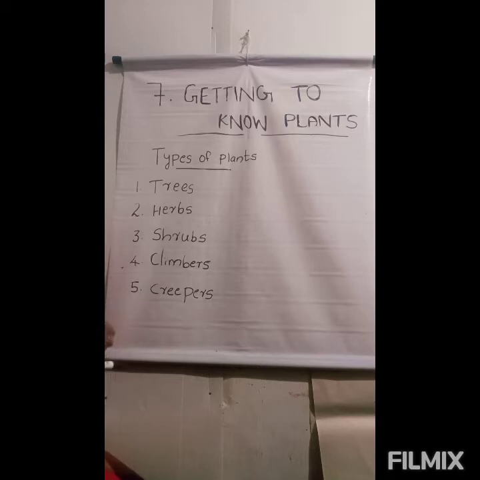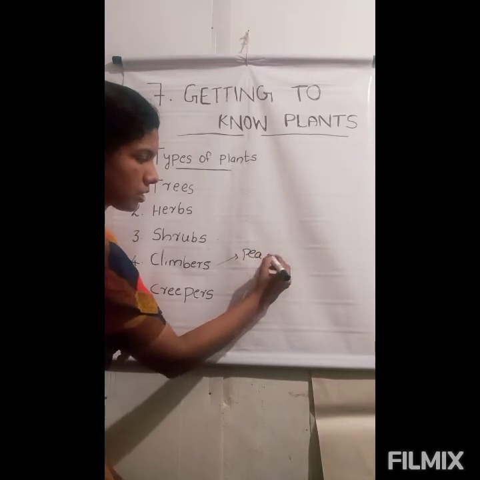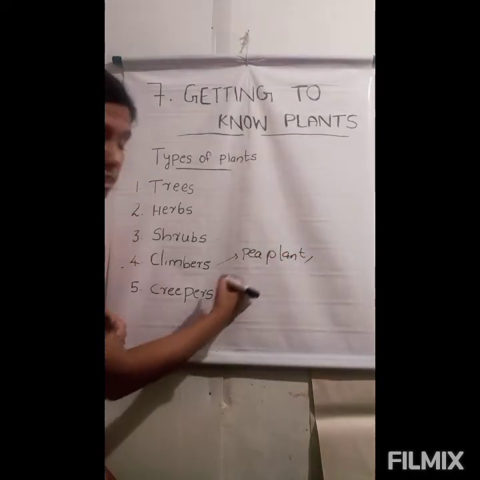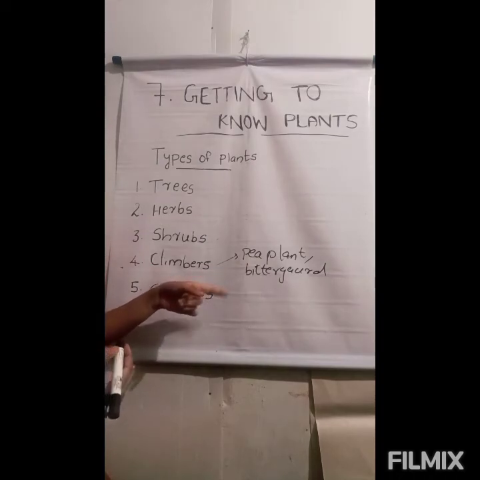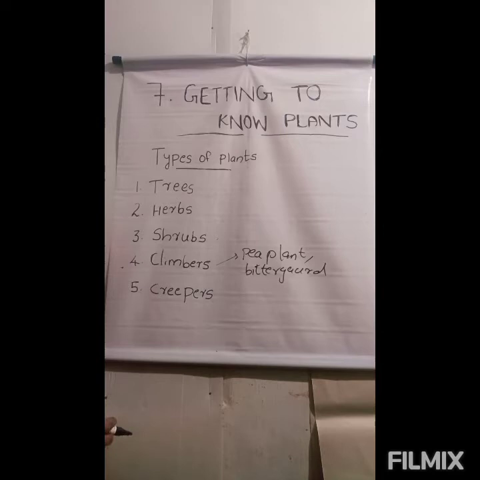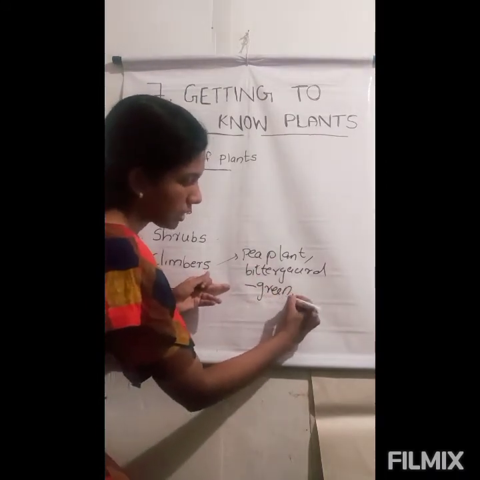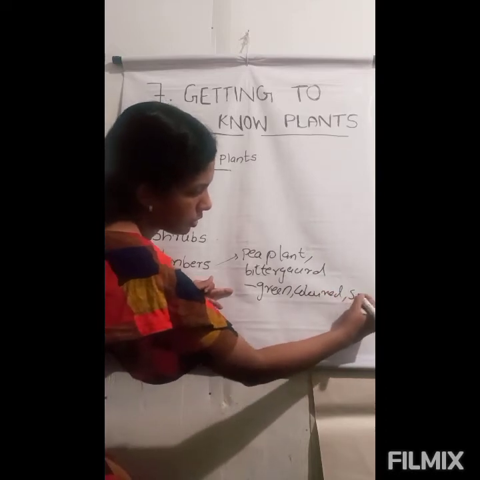Now we can move to the next type of classification, known as climbers. These are very familiar to you. We have been seeing various climbers in our home. You are familiar with the pea plant, bitter gourd, then bougainvillea, which you see in your home, then the bean plant, etc. These are examples of climbers. What is the peculiarity of these climbers? Climbers have a very soft, green, weak stem. They have a green colored soft stem.